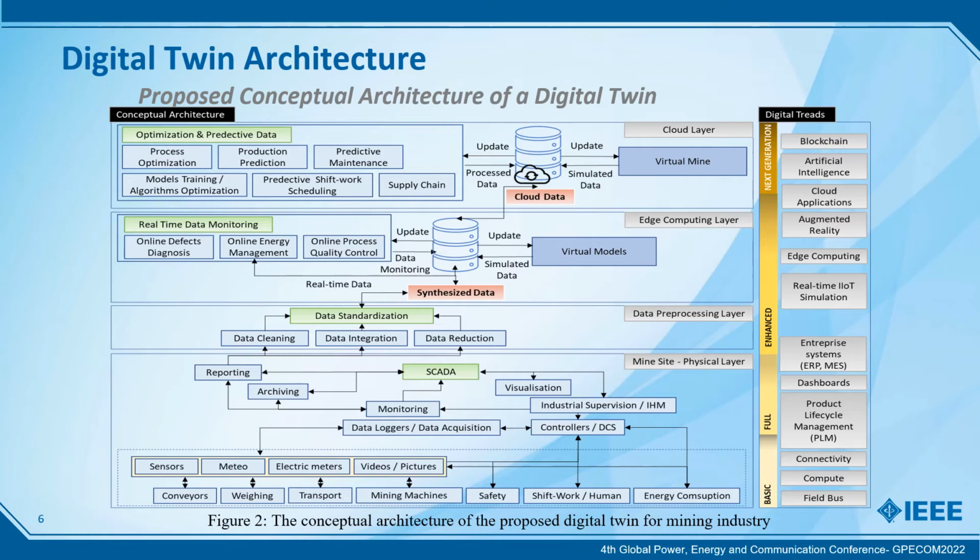The cloud layer, the last layer of the digital twin, is characterized by hosting the cloud database, the main database that receives data from the previous layer for either storing or feeding the virtual mine and its optimization and predictive data applications, including predictive production and maintenance scheduling, process optimization, supply chain, and predictive shift work scheduling.